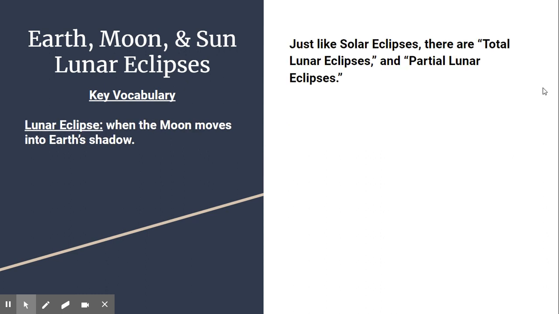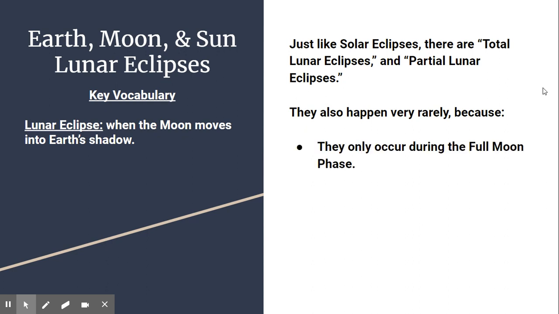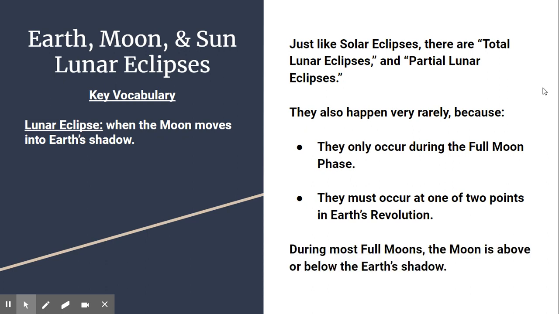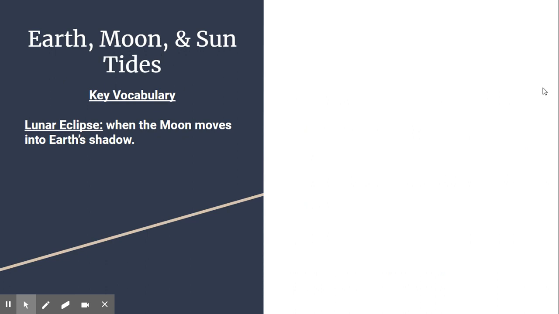Just like solar eclipses, there are total lunar eclipses and partial lunar eclipses. And then they also happen very rarely because they can only occur during a full moon phase. That's the only time where the moon is behind the Earth completely and the shadow of the Earth could fall on it. And again, it must occur at only certain parts in Earth's revolution when the moon's orbit is directly in line with the Earth. During most of those full moons, the moon is above or below the Earth's shadow.